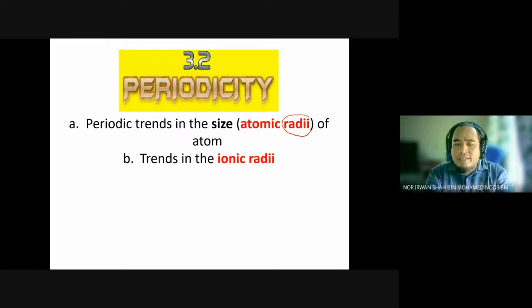Okay, the second trend is we are also going to look at the ionic radii ataupun jejari ion, guys. Kalau atomic radii tadi adalah jejari atom. So kalau untuk the second trend is ionic radii means jejari ion, or in simply words kita boleh katakan kita nak tengok pada what happened to the size of ionic radius, or what happened to the size of ions. Regardless whether it is anion or cation. So what happened to this ionic size as we move down the group or as we move across a period. Itu the second trend that we are going to look at.